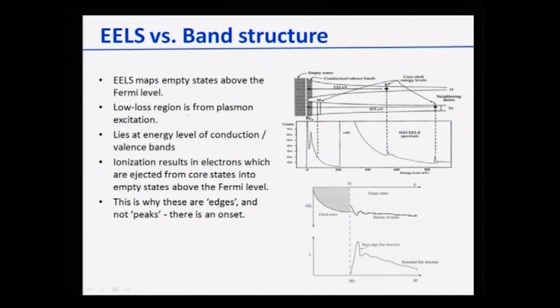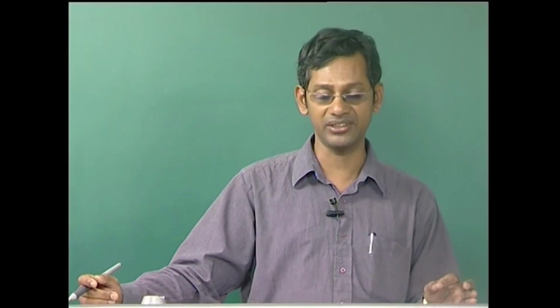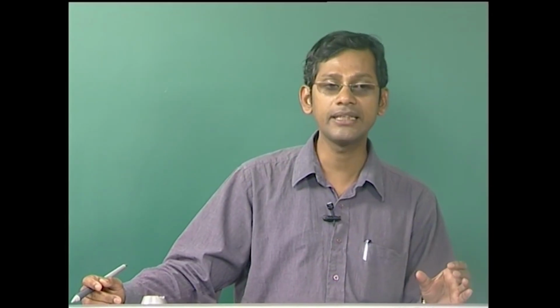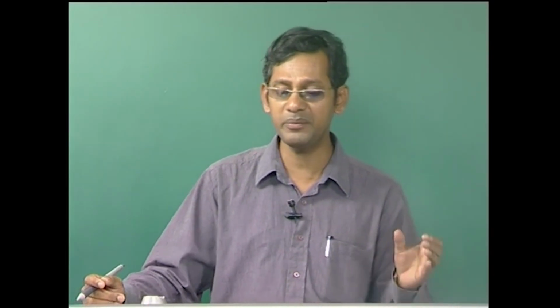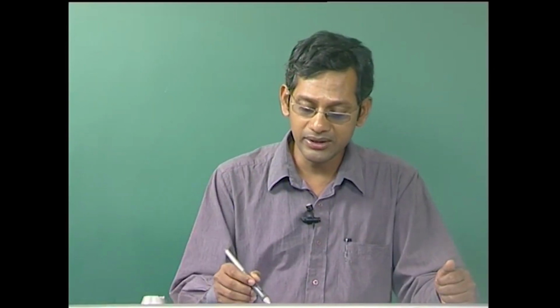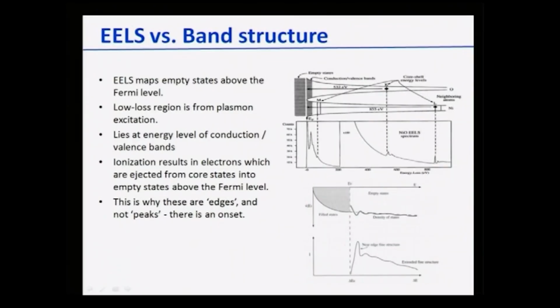This is why these are called edges, not peaks, because they are just the onset of transitions. They are not talking about the whole transition, they are talking about the onset of the transition. Let me explain. The first picture here shows the empty states, then the Fermi level, because below the Fermi level all the states are occupied and above the Fermi level states are unoccupied, and below the Fermi level you have the conduction and valence bands, as you can see here.